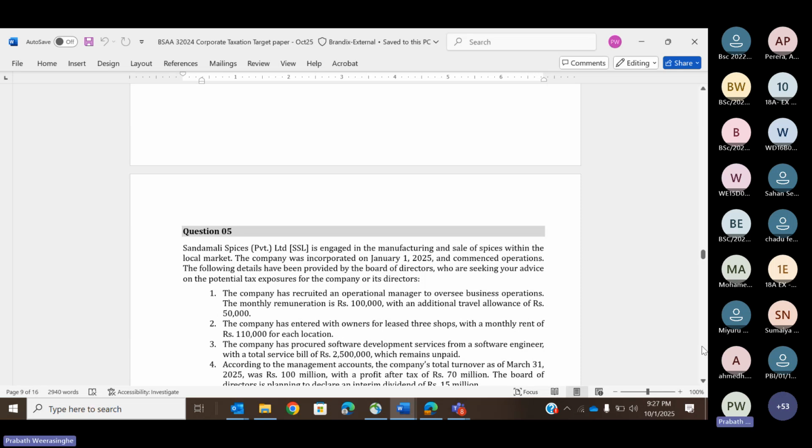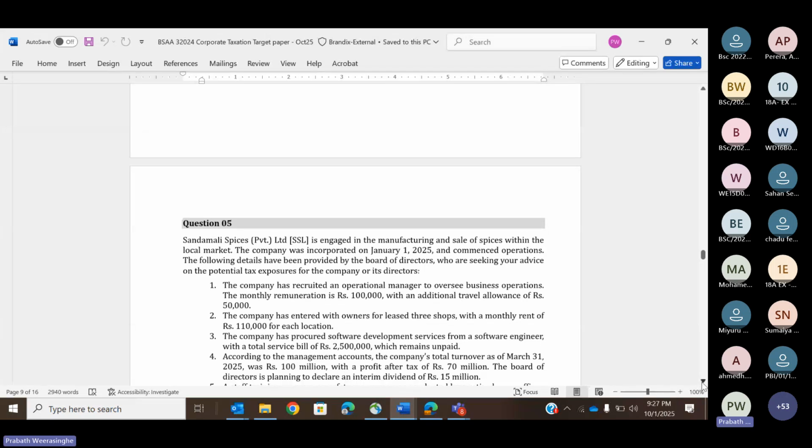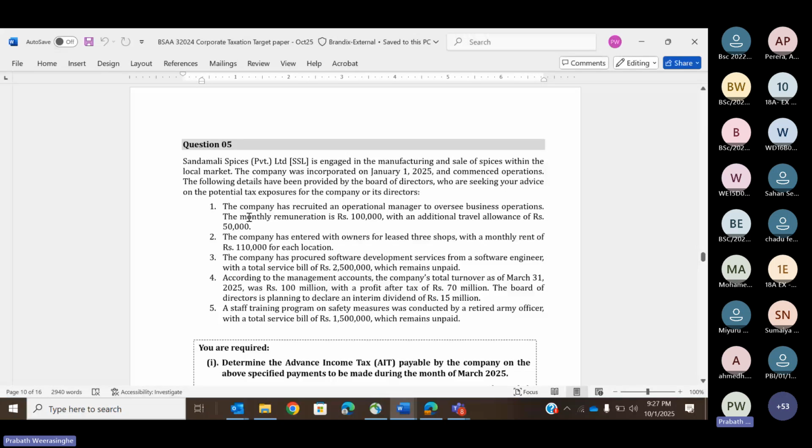So for APIT and AIT, I use a little different format. If they are asking about a manufacturing company that started business on 1st January and has made some expenditure, they are asking about any potential tax exposure. It says the company has recruited an operational manager to oversee the business operation, paying a monthly remuneration and additional travelling allowances. So it is an employment related payment subject to APIT. So I put it in this way.